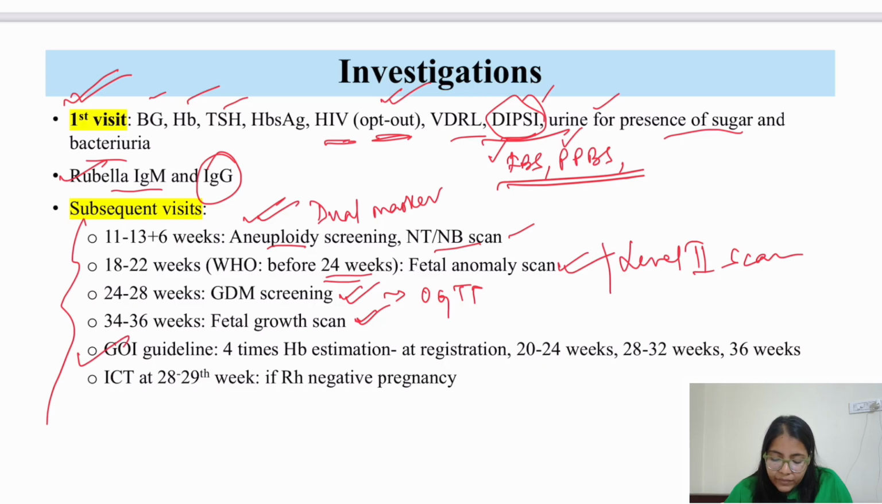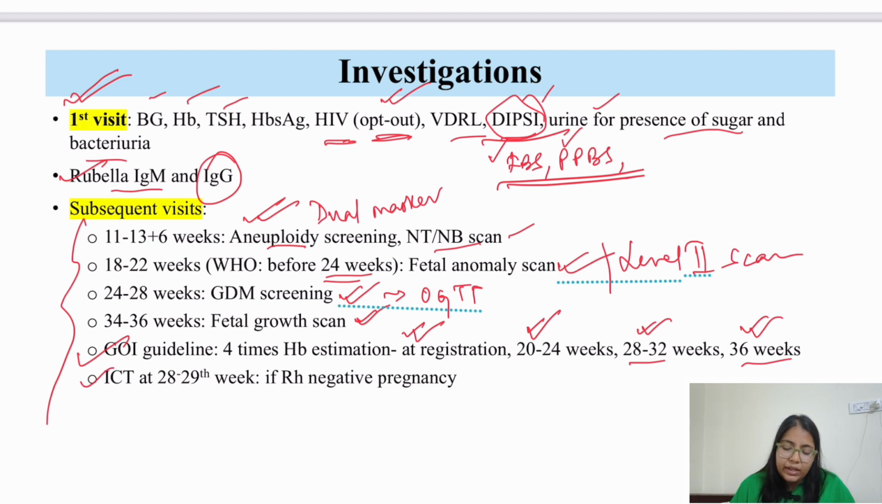Okay. And the Government of India says to estimate hemoglobin 4 times during pregnancy. As you know, anemia is very common in ANC patients. More than 50% of patients are anemic here. So first we do it at registration, meaning at the first visit, then again at 20 to 24 weeks, then between 28 to 32 weeks, and once just before, when the patient is at term, by 36 weeks we do it again.